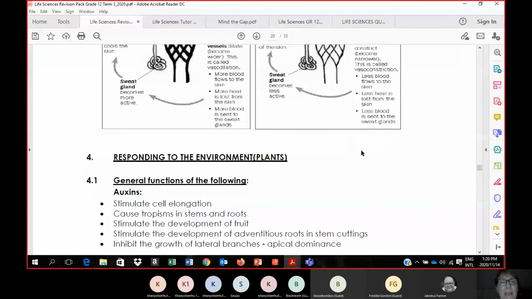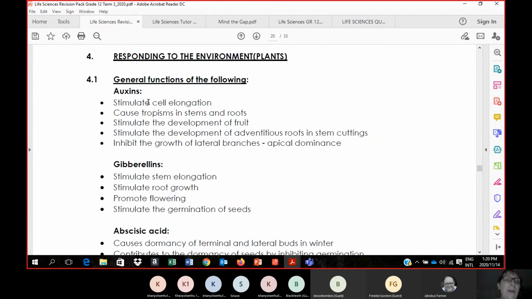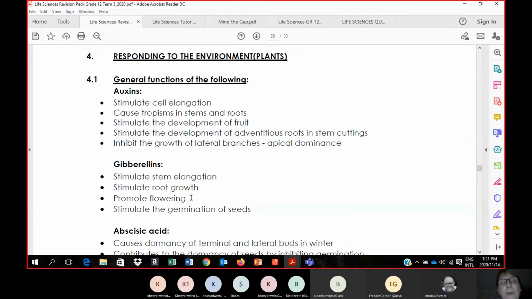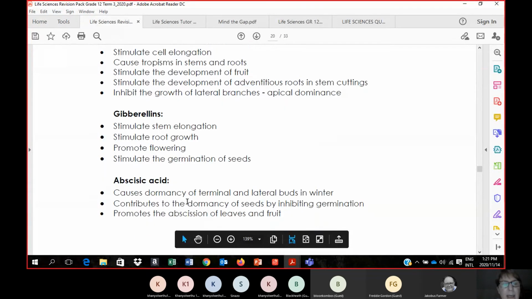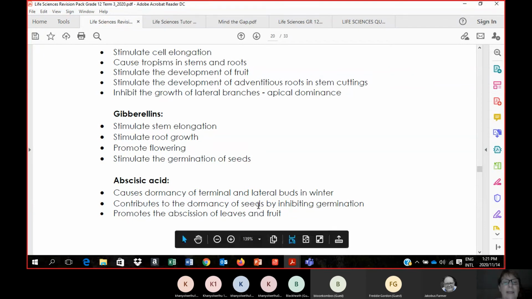So when we talk about the hormones in plants, the first thing is fairly straightforward. You need to learn the functions of these three hormones, all right? Auxins, gibberellins, and abscisic acid. That's quite straightforward, but just remember that the first two often stimulate growth, and abscisic acid actually sort of inhibits growth, all right? So for example, in winter, you don't want your seeds to germinate, so it's responsible for the dormancy of seeds, all right?